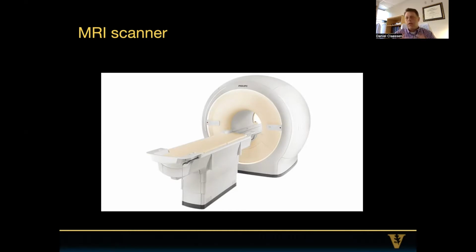So not everyone can get an MRI. Most people can, but you may or may not be eligible for an MRI based on your medical history and the procedures that have happened till now.